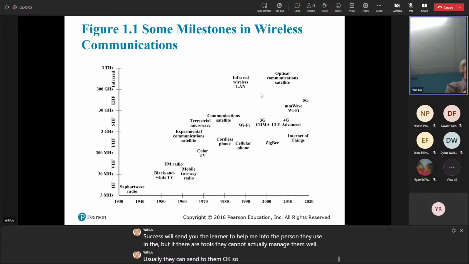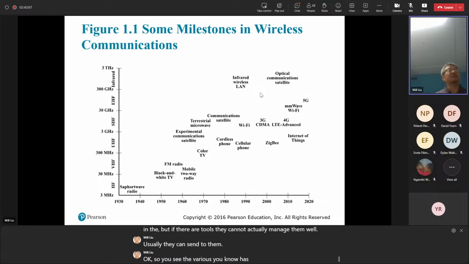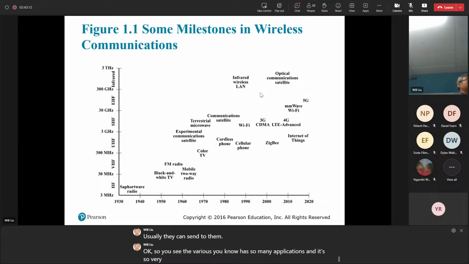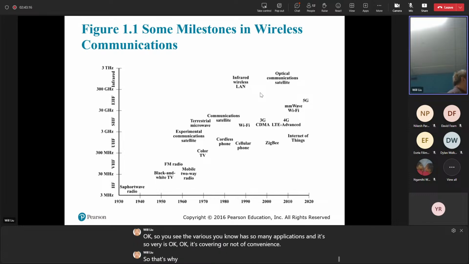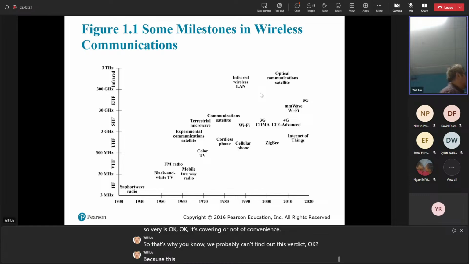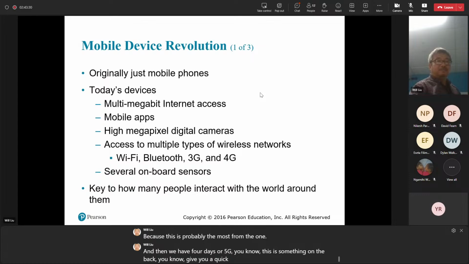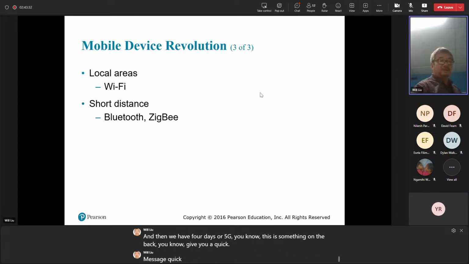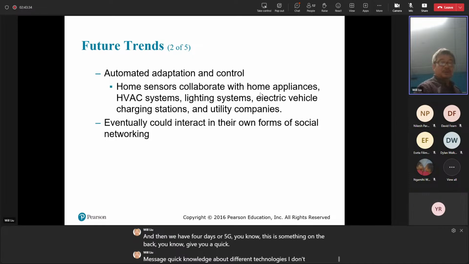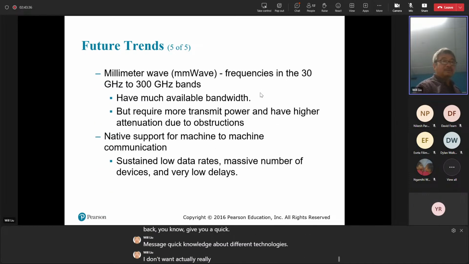So you see, wireless technology has so many applications, and it brings security and a lot of convenience. So that's why we quite highlight this wireless, because this is probably the most front one. And then we have 4G, 5G. This is something on the back. I just give you a quick message, quick knowledge about different technologies. I don't want to really cover everything.